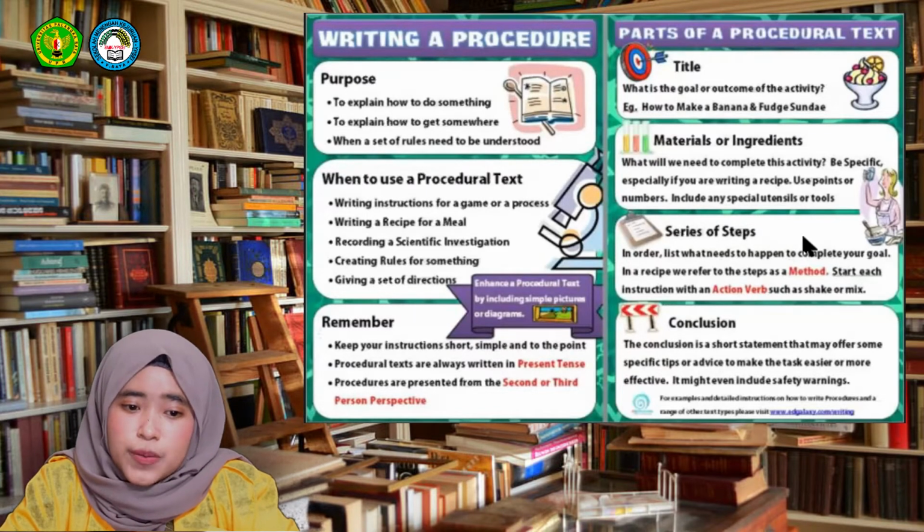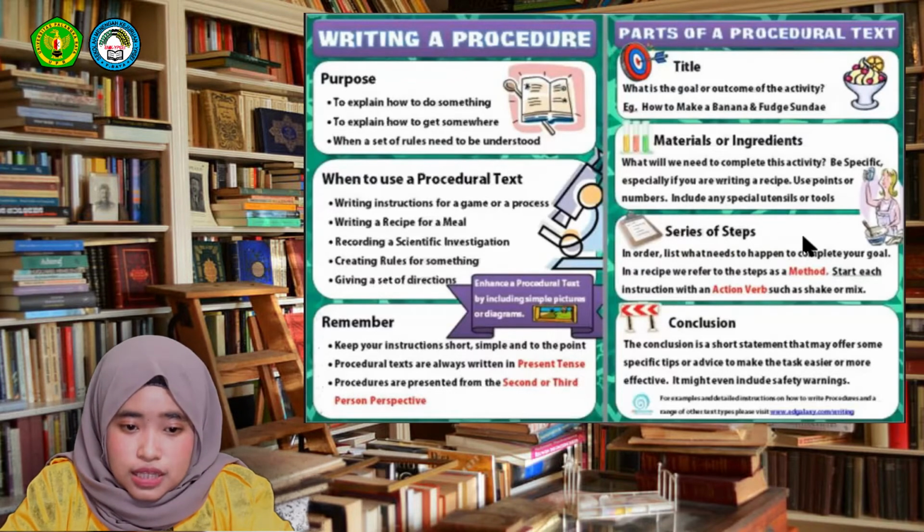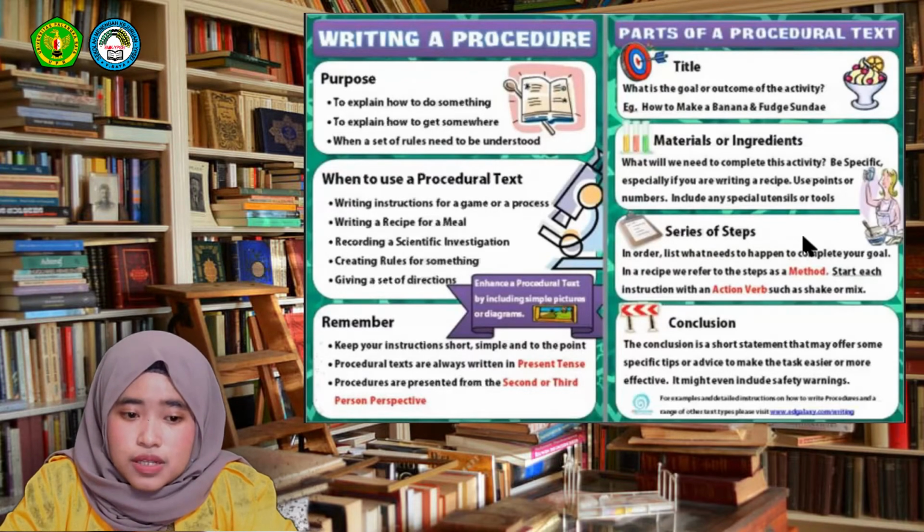And remember, keep your instructions short, simple, and to the point. Procedural texts are always written in present tense. Procedures are presented from the second or third person perspective.